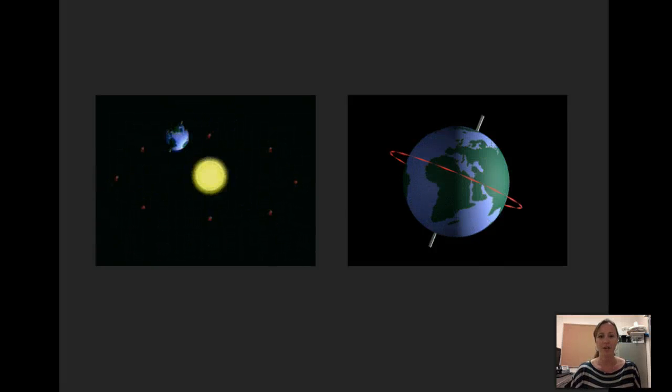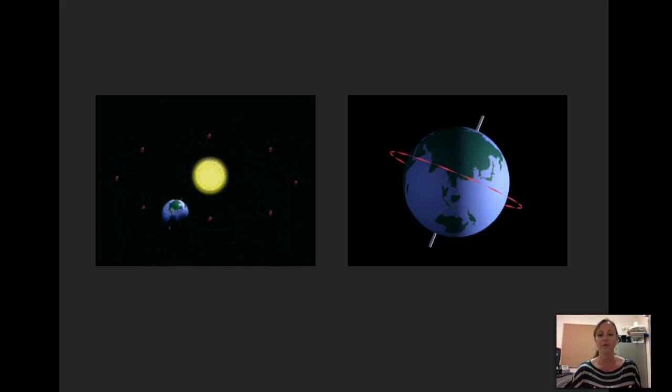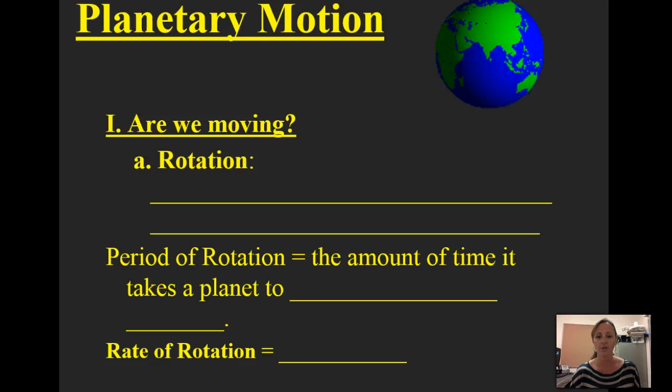Hi guys, it's Mrs. Moss here, and we're going to continue our discussion on astronomy with looking at the planetary motions and the way we move in outer space. So if you look at these two diagrams, you see one is a picture of revolution around the sun and the other is a picture of rotation on our axis. We're going to look at this a little more closely.